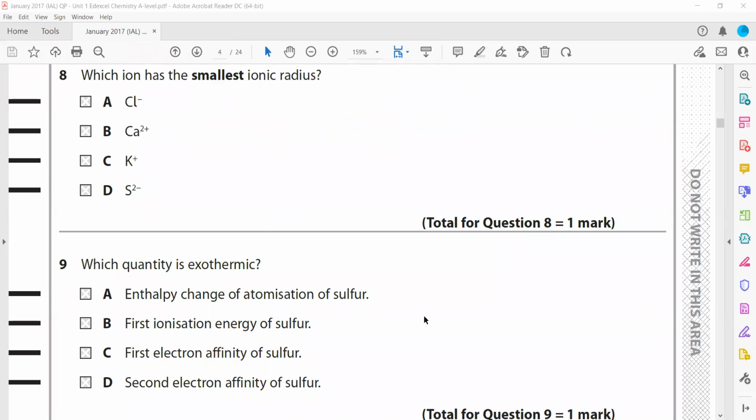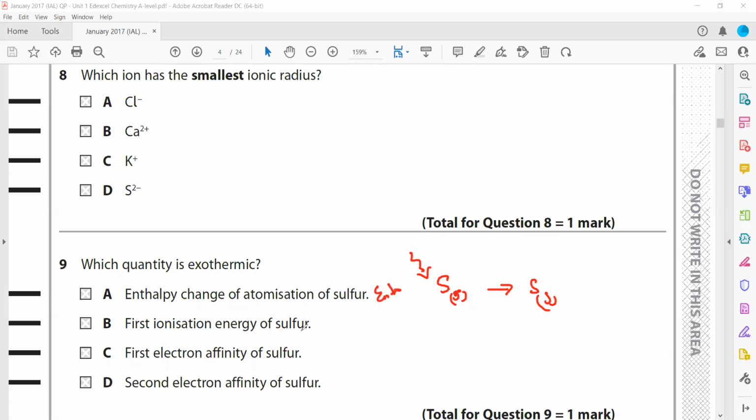Which quantity is exothermic? An exothermic reaction is one in which the energy is released. So enthalpy change of atomization. What is the meaning of atomization? Energy needed to produce atoms in a gaseous state. So sulfur is solid. How much energy is needed to produce sulfur atoms? To produce sulfur atoms in a gaseous state, we have to supply energy to solid sulfur. So that's why it will be endothermic.